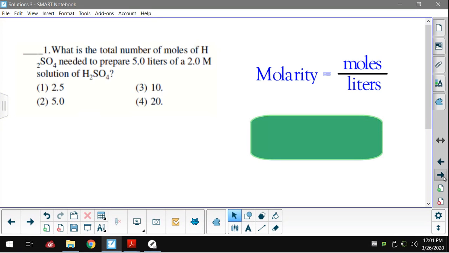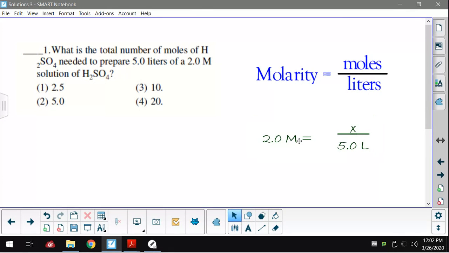Okay, so first question. What's the total number of moles of H2SO4 needed to prepare 5 liters of 2 molar solution? So basically, we were doing the molarity solution, but in this case, we have molarity, we have the liters, we don't have the moles. So you have to solve for the moles up on top. So you put in your molarity, you have your moles as X, and then 5 liters on the bottom.